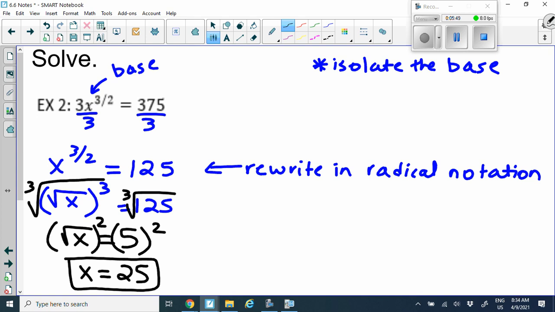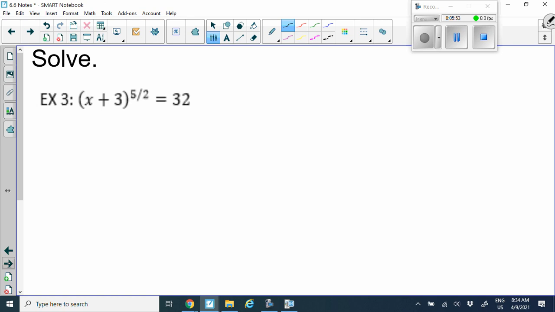Okay, let's go ahead and do the next problem. We have x plus 3, and that entire thing is taken to the 5/2 equals 32. Now notice here how this is different. The last two problems we just had the variable to the exponent. Now we have an entire factor. So x plus 3 is called a factor, and this entire thing is our base.